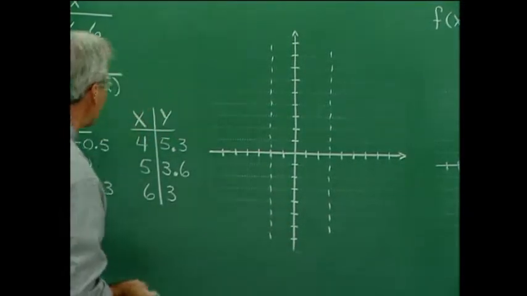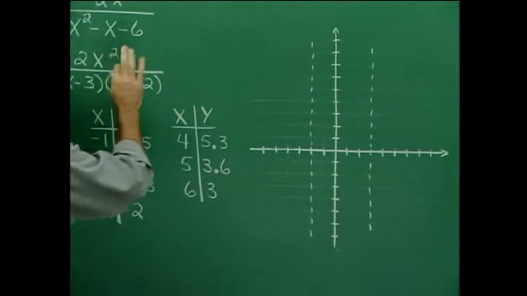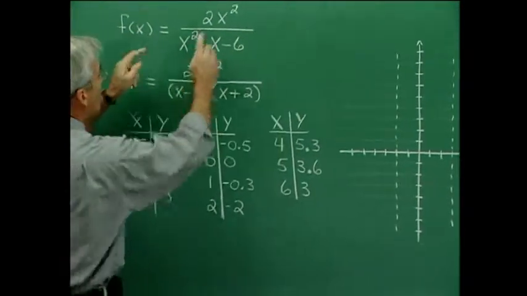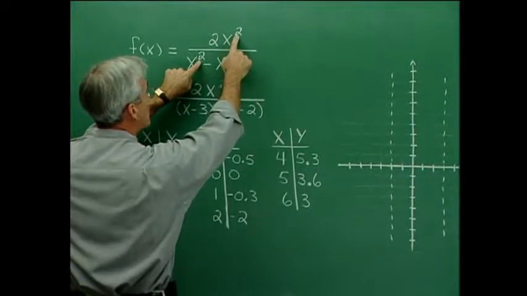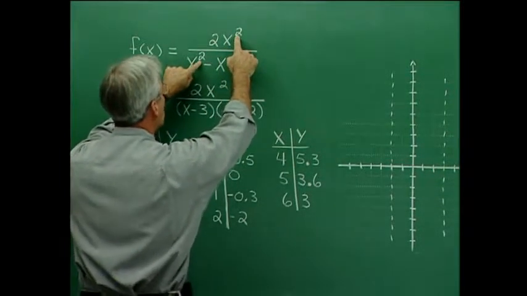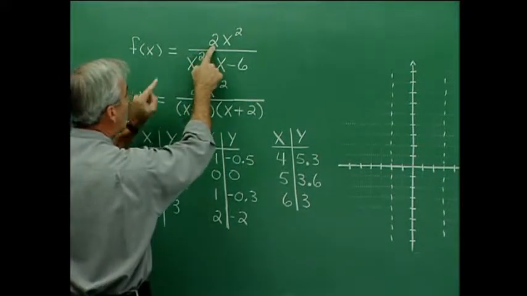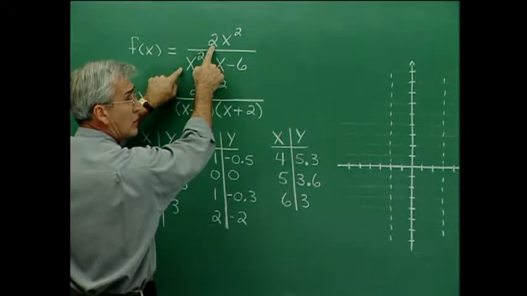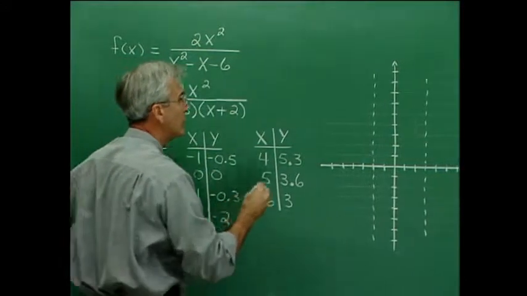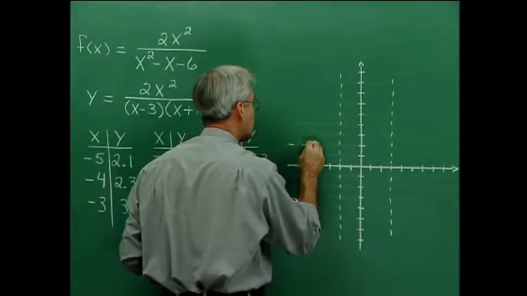Now, for the horizontal asymptote, we compare the degree of the polynomial in the numerator versus the denominator. They're the same degree, both second-degree polynomials. So we know that the horizontal asymptote is the line y equals leading coefficient over leading coefficient. So it would be y equals 2 over 1, or simply y equals 2. So we have a horizontal asymptote going through here.